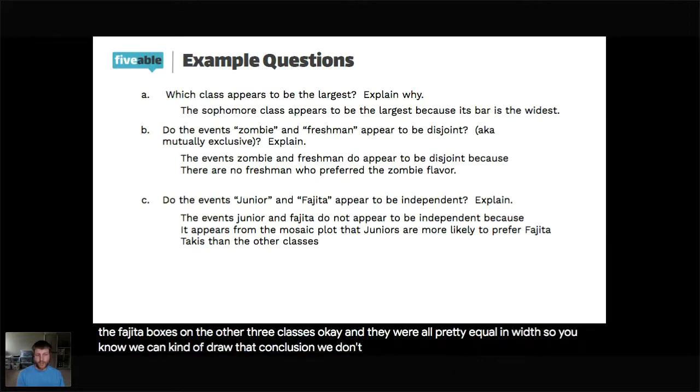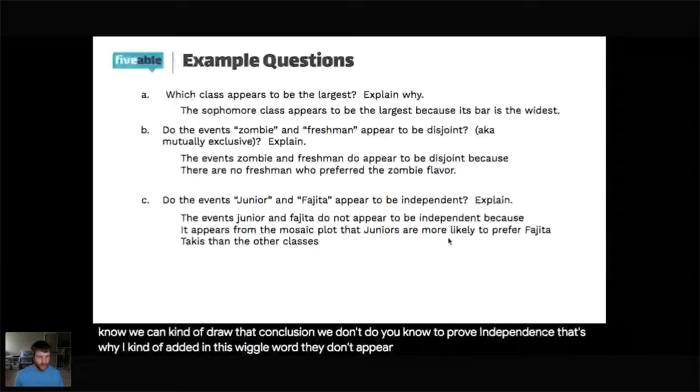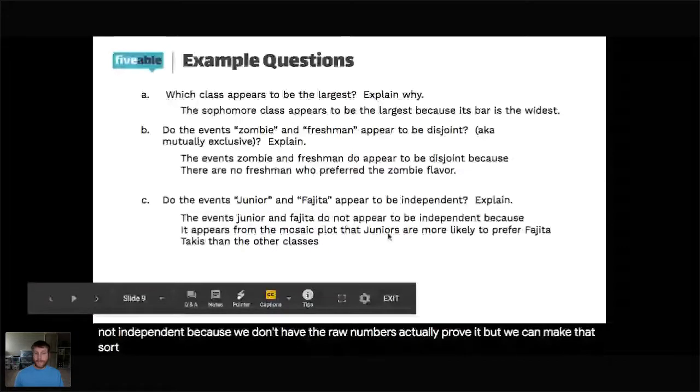We don't have the raw numbers here to prove independence. That's why I added in this wiggle word. They don't appear to be independent. We didn't say they're not independent because we don't have the raw numbers to actually prove it, but we can make that sort of conclusion there, that they appear not to be independent.